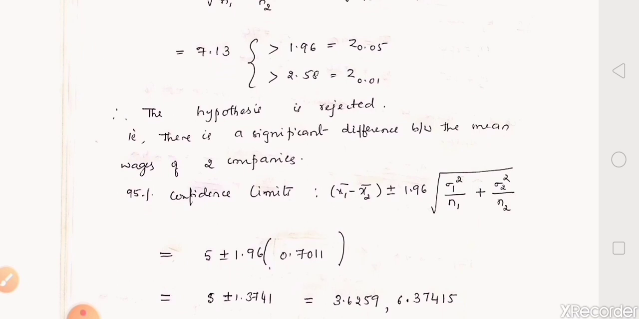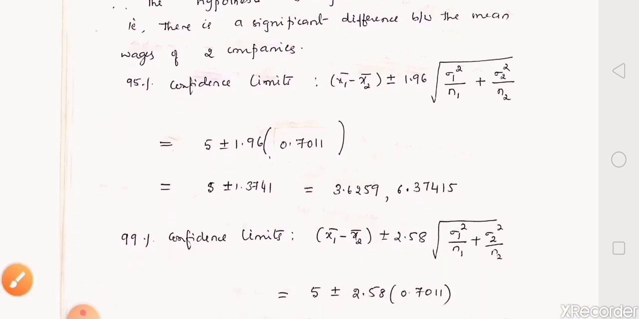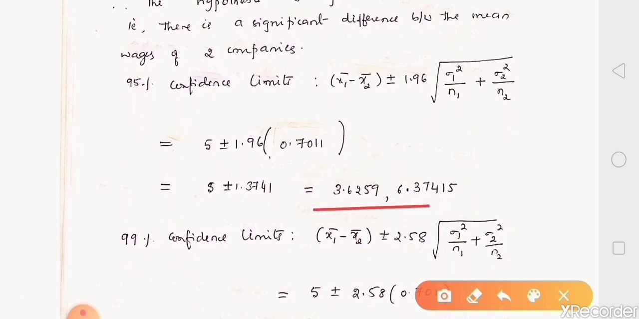95% confidence limits are given by x1 bar minus x2 bar plus or minus critical value, which is 1.96, into square root of sigma 1 square divided by n1 plus sigma 2 square divided by n2. Substituting all this, we get the values to be 3.6259 and 6.37415. So these are the lower limit and upper limit at this significance level.